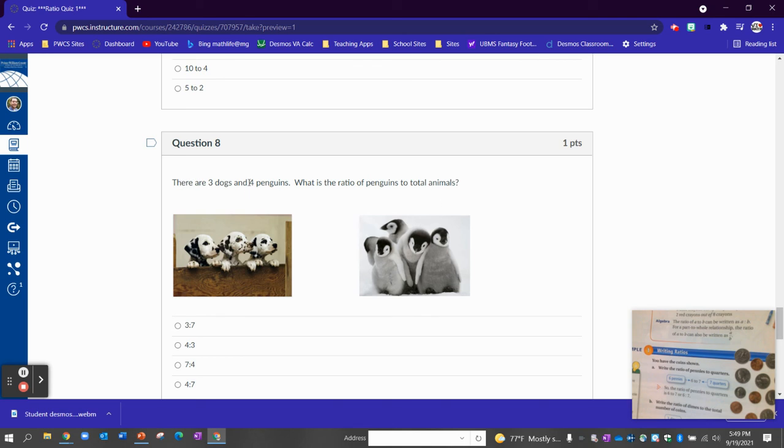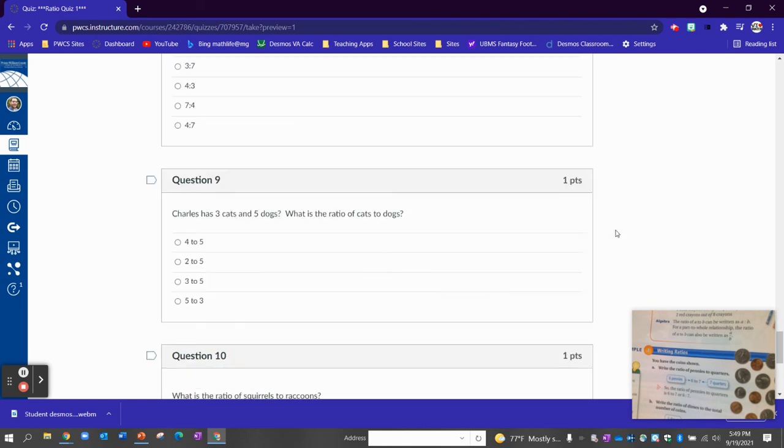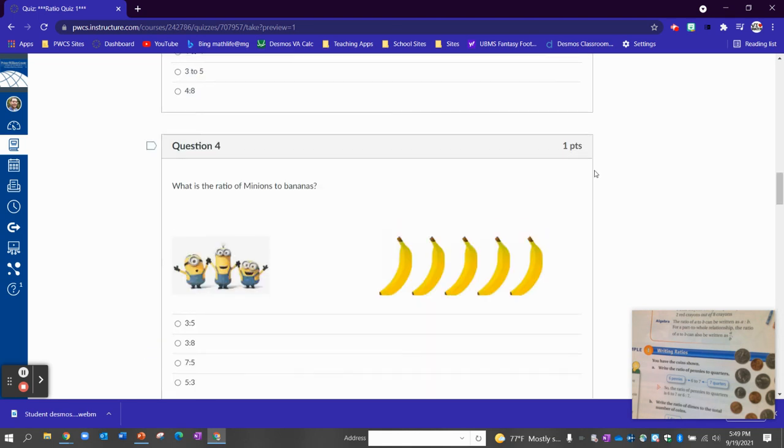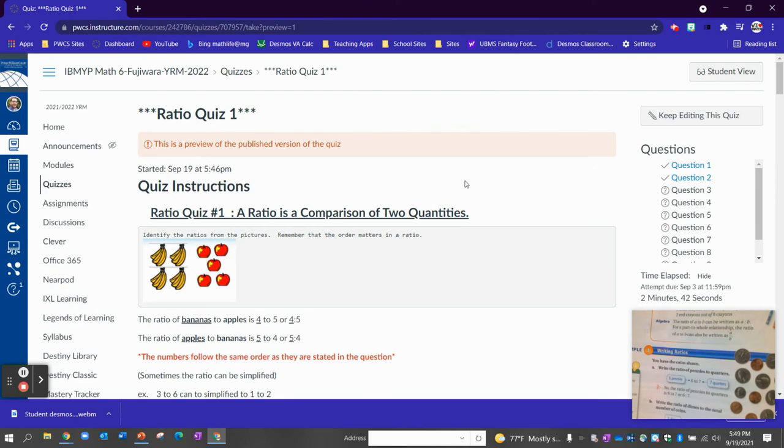Where there are 3 dogs and 4 penguins, what's the ratio of penguins to total animals? So you'll need to know the total for your second number, the number of penguins for your first number. All right. Hopefully that helps out with that, but that basically covers 6.1.